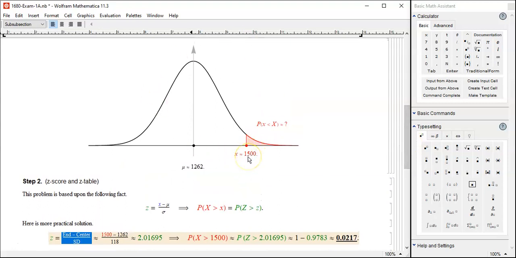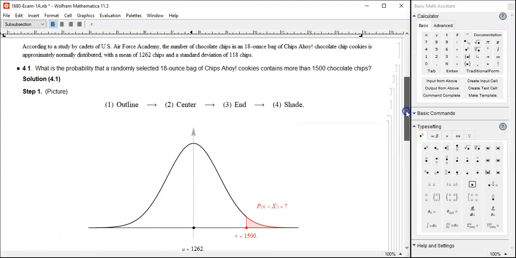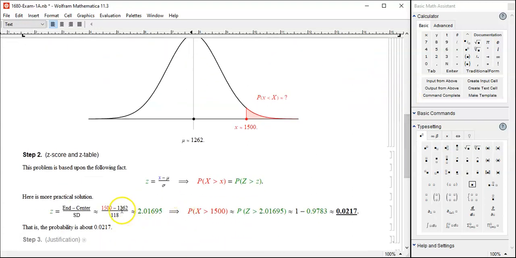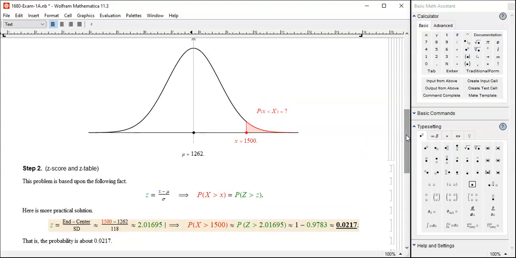End is 1,500, center is 1,262, and the SD is given as 118. That gives you this computation. Okay, you got a z-score of approximately 2.02. You can use a statistical calculator if you know how to use it, or let's go to the standard method.